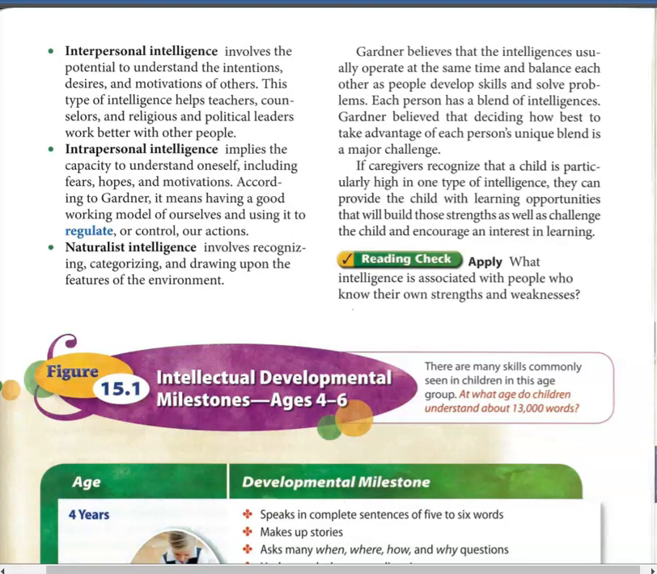Everyone has a level of all these intelligences, right? It's all in us, and we all have a blend of them. There are certain ones that are better than others, certain ones that are worse than others. What we need to look at with these intelligences as caregivers is we need to identify what the child excels at, right? If a child is particularly high in spatial intelligence, we need to give them learning opportunities that will build those strengths, right? But at the same time, we also need to identify ones that a child might be struggling with.